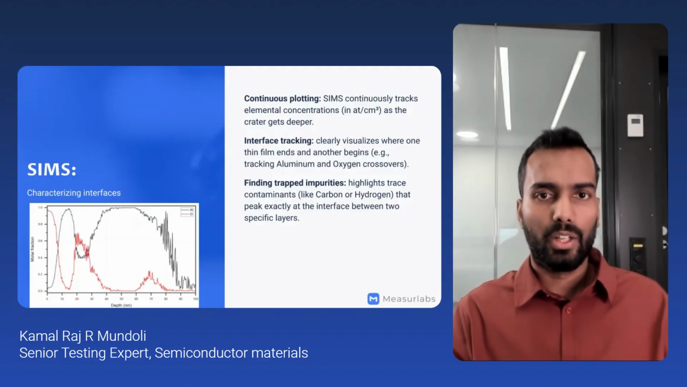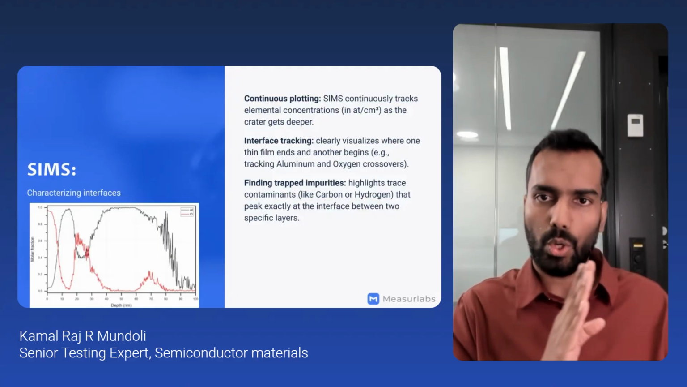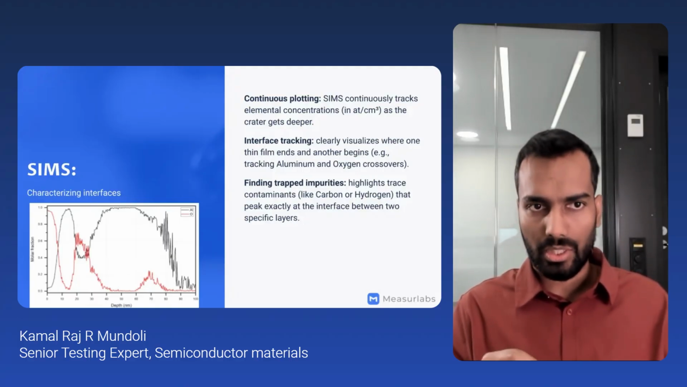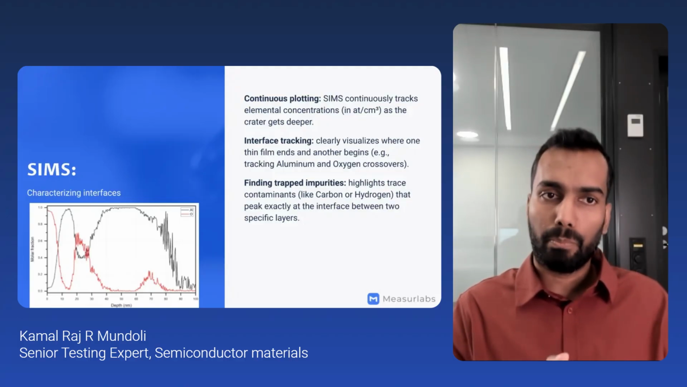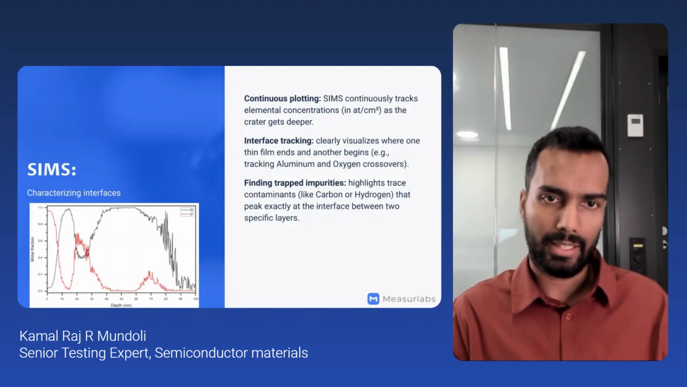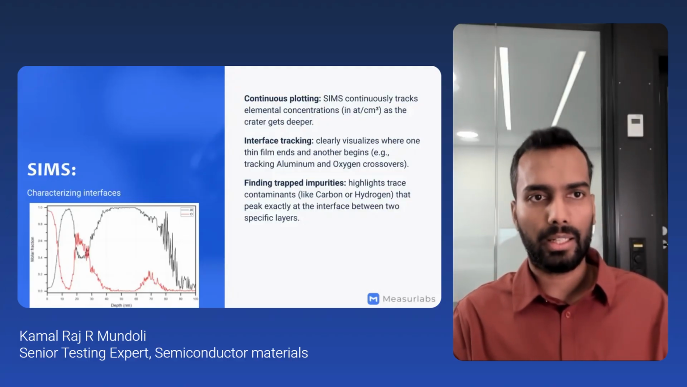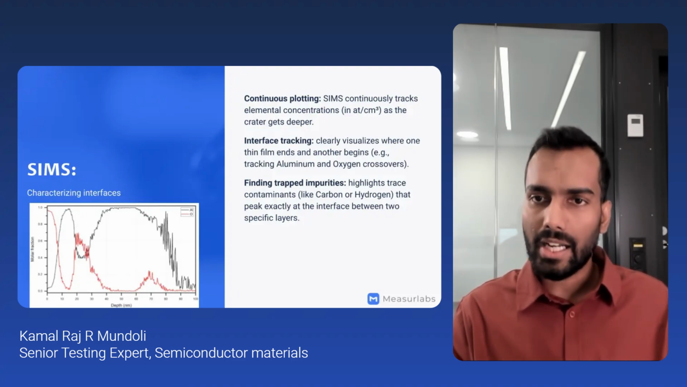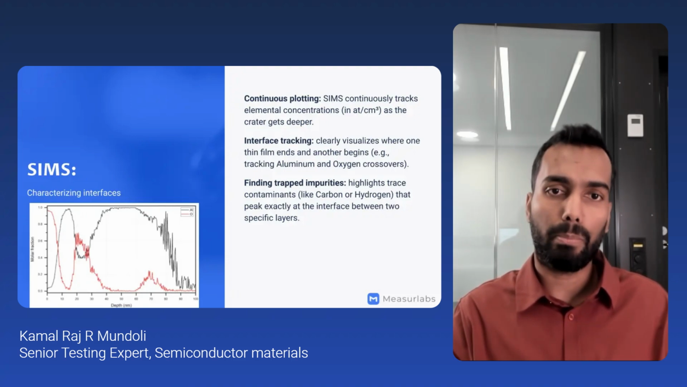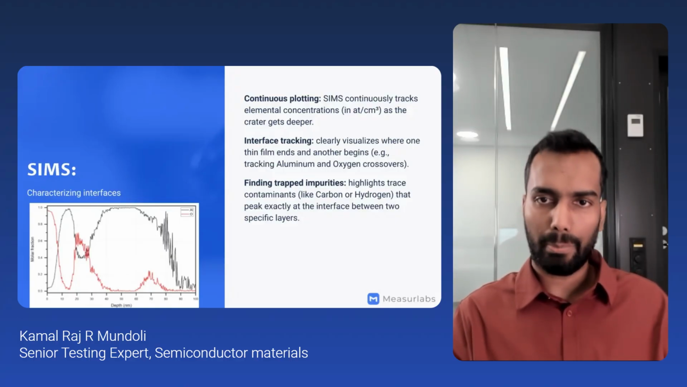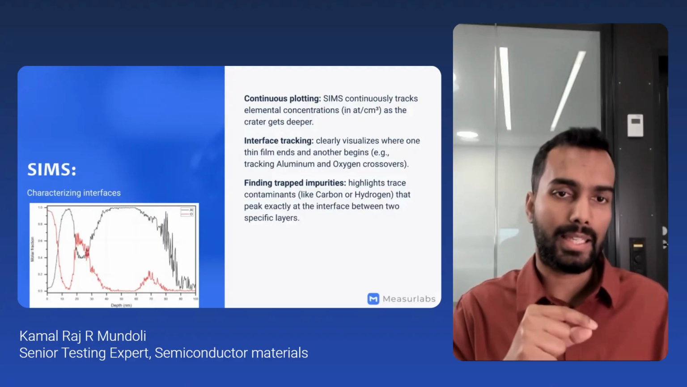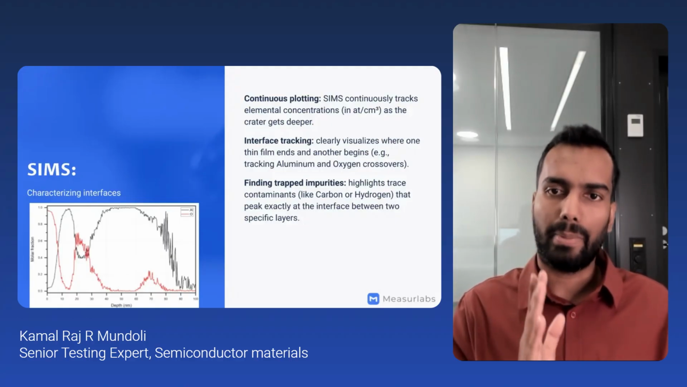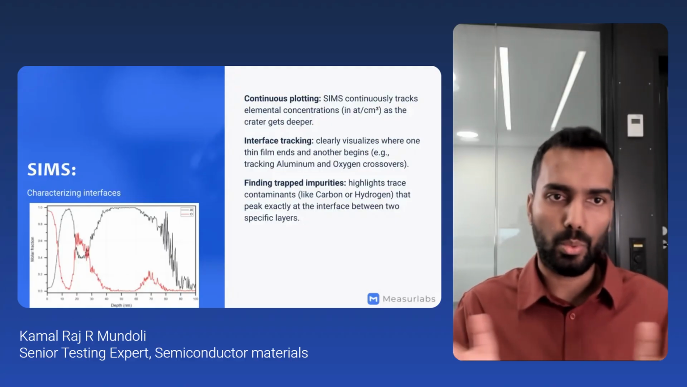In this example, we can track the precise crossover between aluminum and oxygen while also obtaining quantitative results, which is not possible with other techniques. But more importantly, from a defect perspective, this continuous profiling is how we find trapped impurities, because if a vacuum pump briefly failed during a deposition transition, SIMS will highlight those trace contaminations, like a spike in carbon or hydrogen that peaks exactly at the interface between two specific layers.